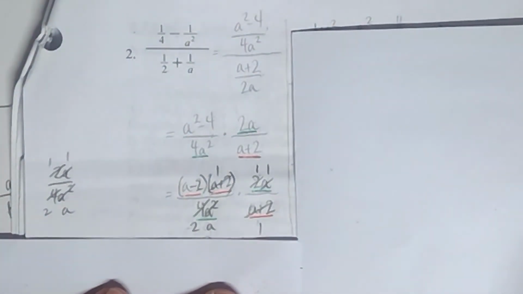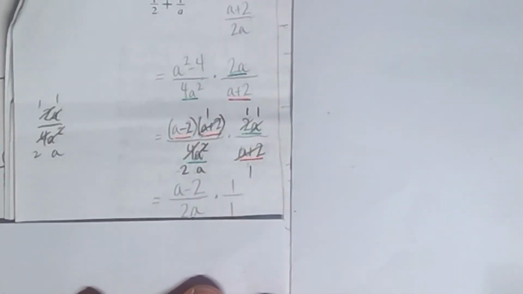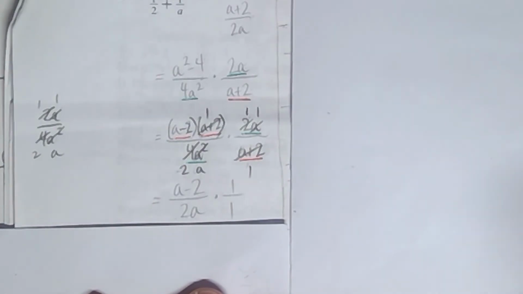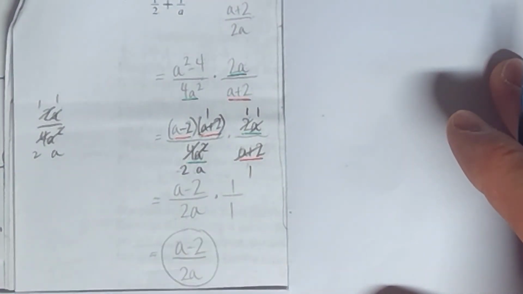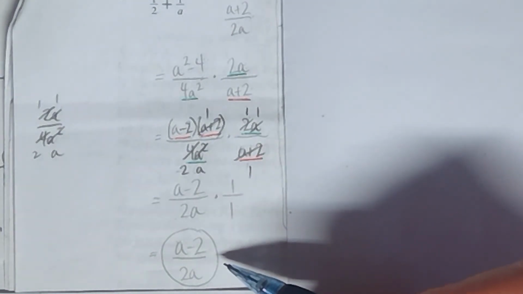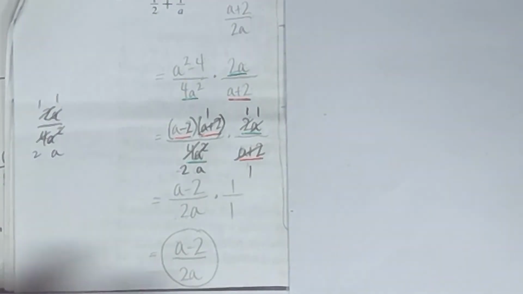Let me clean up my mess now. I'm done canceling completely. And it looks like that right there. And whenever you multiply by 1, it's just equal to itself. So the final answer is right there. Okay, so that is problem number 2.